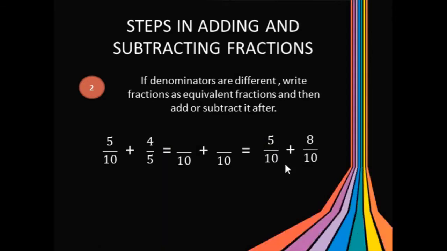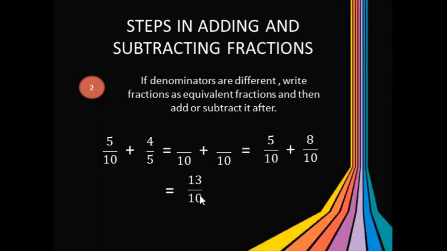Now, they already have the same denominator, so it is easy for us to add them. So look at this one. We write 5 plus 8 is equal to, okay, good job, 13, and copy 10, which brings us to 13 over tenths, or 13 tenths.